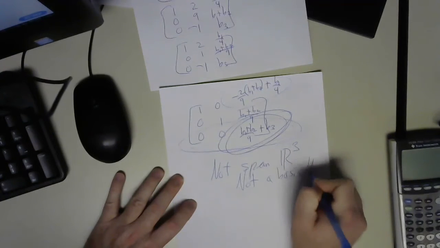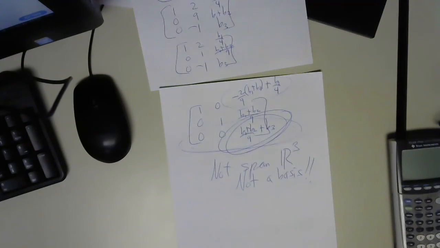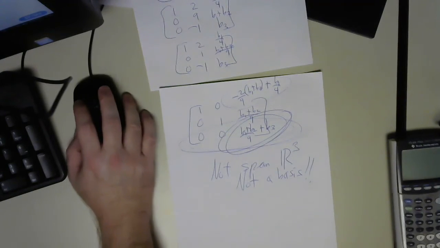Generally, in R3, you need three things to span the space. Just a little side comment there.